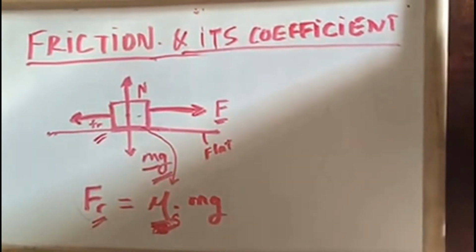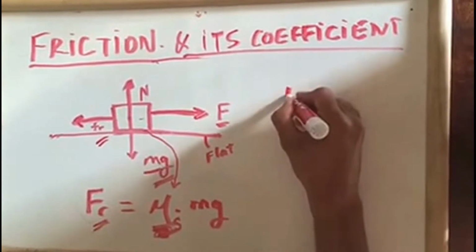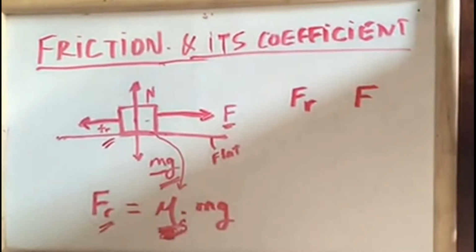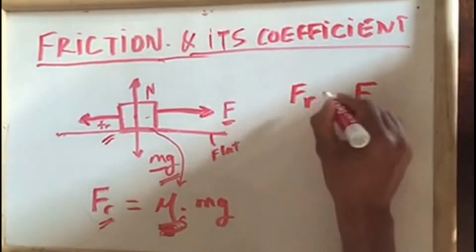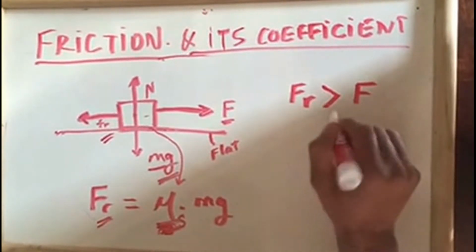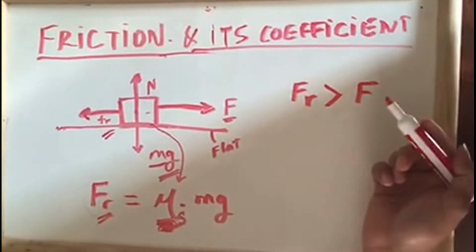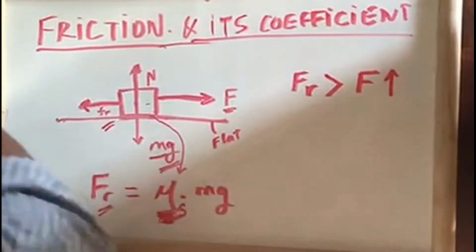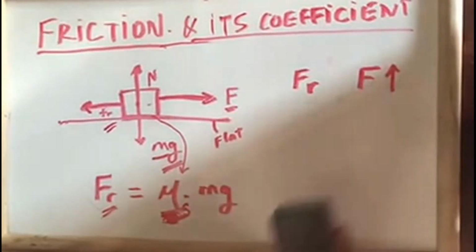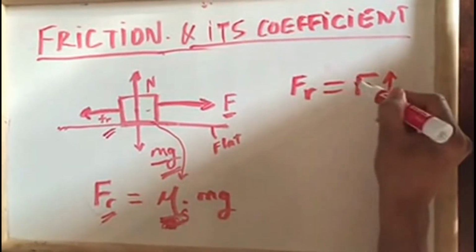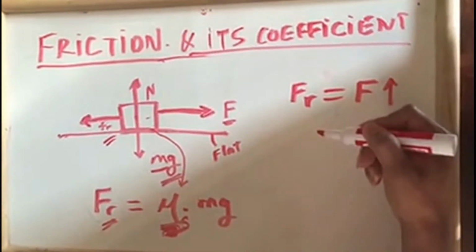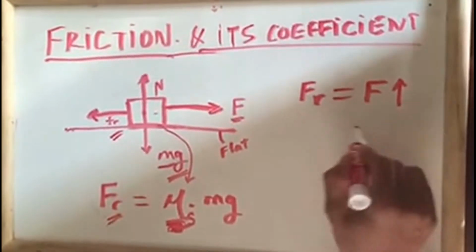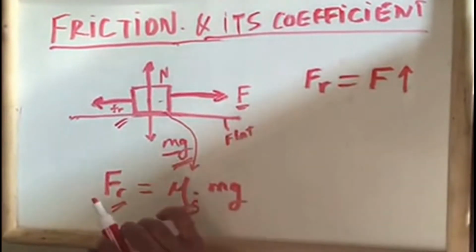So let's look at the forces here. We have the frictional force represented by Fr, and the force that is being pulled by is F. If the frictional force is greater than F, the block is not going to move. That means it's just going to stay where it is. As soon as you increase this force, when it equals the frictional force, the block will barely begin to move. At that moment, we can take the force being applied as the frictional force.